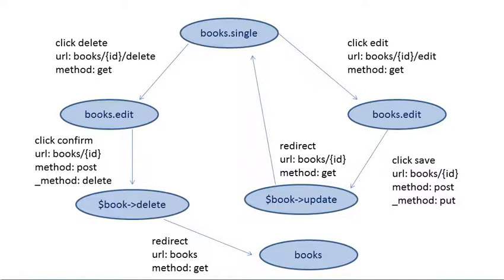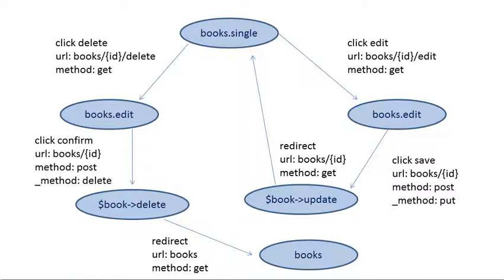So from the single book view, we have two options. We might click edit or delete. In either case, the URL is books with the ID and then either edit or delete appended to the end. And in both cases, it's a method get. We then go to the books edit, and what happens depends on which method we're doing. If we are editing the book, then what we have is a field where we can update the title and/or author. And then if we click save at that point, what we get is a URL which is books with the ID.